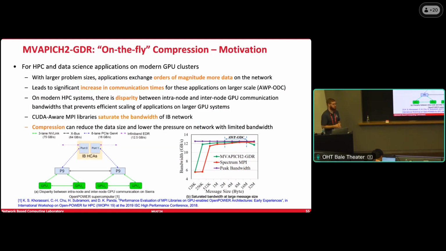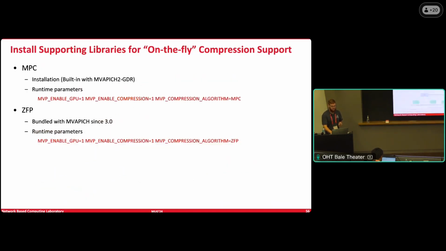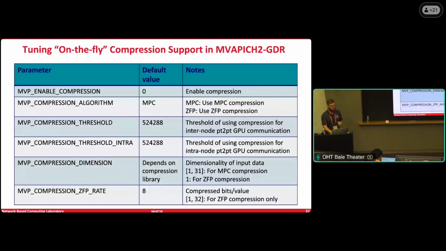Many applications we found can tolerate some degree of loss, which allows us to use lossy compression for this and still come up with the correct result while significantly decreasing the communication time. So we can support MPC for lossless compression or ZFP for lossy compression. Both of these are bundled. Well, MPC is bundled with MVAPICH 2 GDR. ZFP we've also started bundling since MVAPICH Plus 3.0. And both of these can be used depending on whether your application can tolerate loss or not.